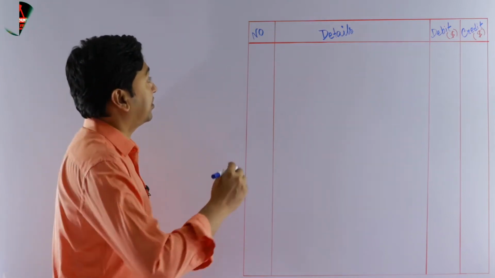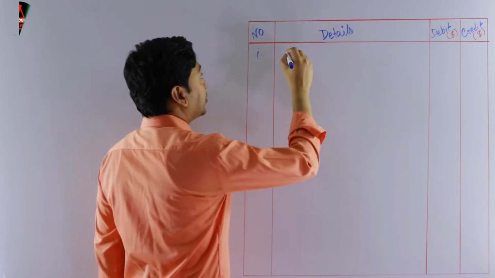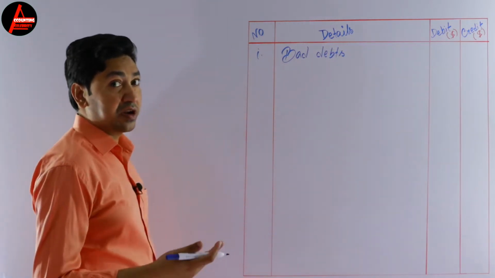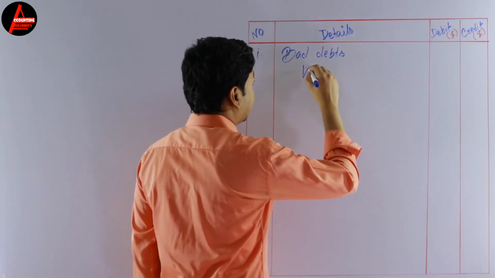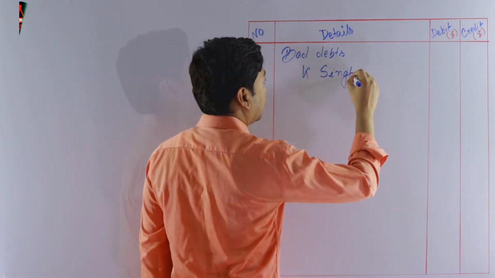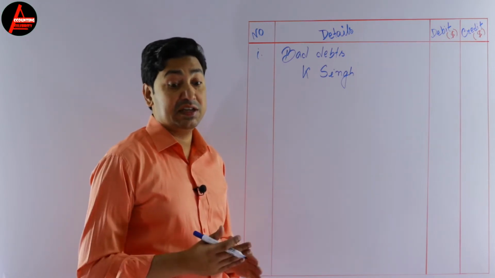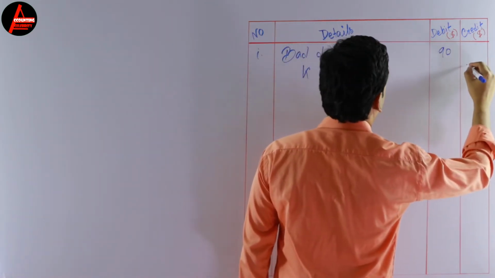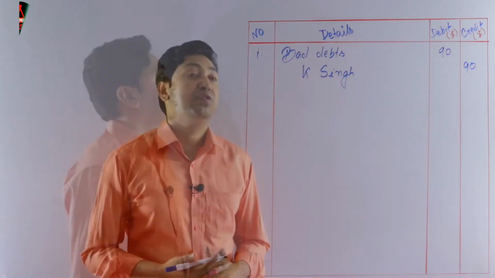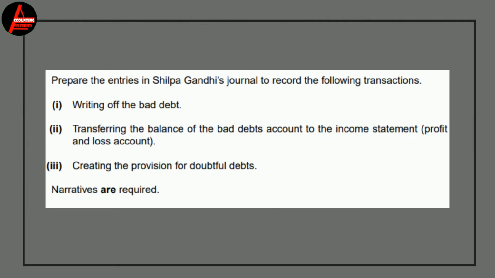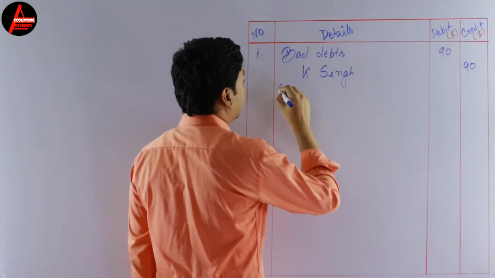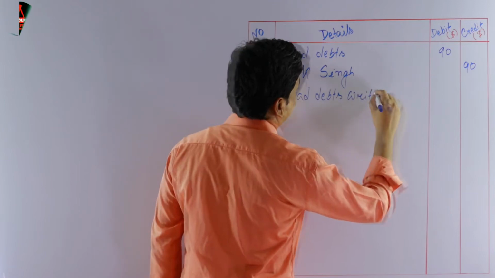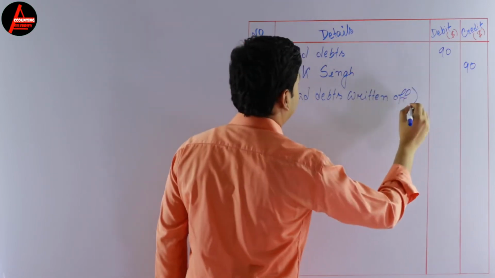So let us write here first of all number 1. As we know, bad debt is an expense, so it is debited. And then customer or accounts receivable, it is Casing. So Casing will be credited. What is the value here in the question? It is $90. So let us write here in the debit side $90 and credit column $90. So we are required here to write a short narrative. So what can we write here? We can write bad debt written off. Okay, so first one is done.